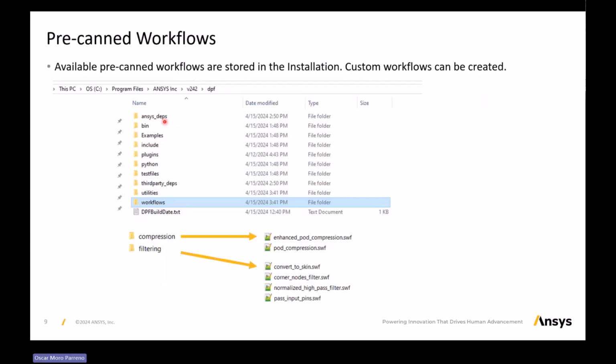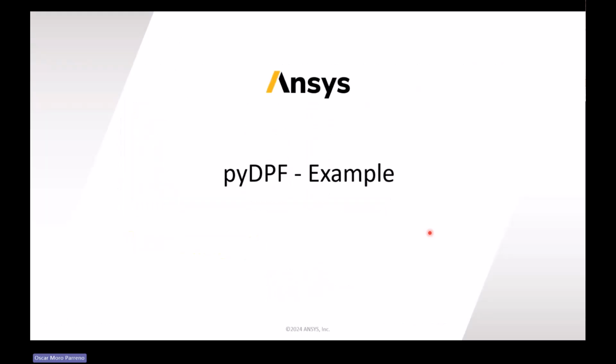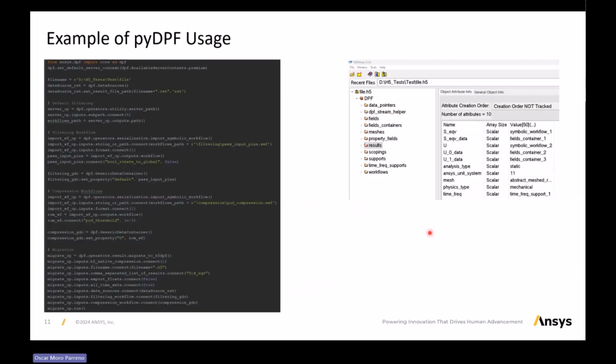The workflows that are currently available are stored in the Ansys install. In this link over here, we have 4 filtering workflows available and 2 compression workflows available. But the idea is that with these templates, customers could be creating their own compression and filtering workflows and then apply them into the export of the file. Just next, I'm going to quickly show an example.